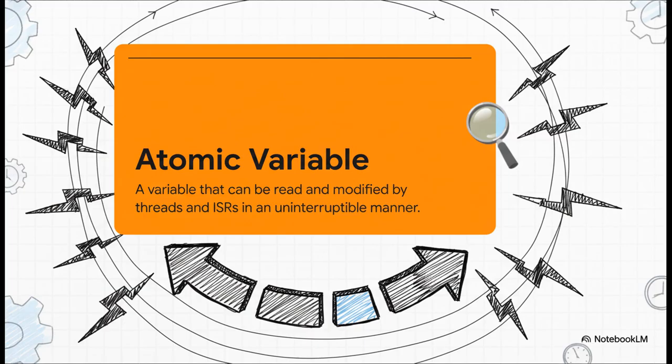Let's get the official definition, straight from the Zephyr documentation. An atomic variable is a variable that can be read and modified in an uninterruptible manner. That's the magic phrase right there. It means that the entire sequence, reading the old value, doing the math, and writing the new value back, all happens as one single, indivisible step. No other thread or interrupt can sneak in the middle and mess things up.